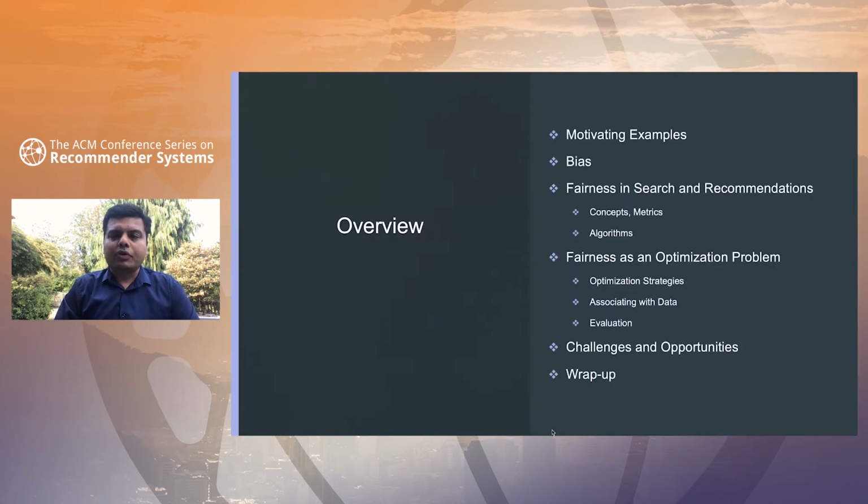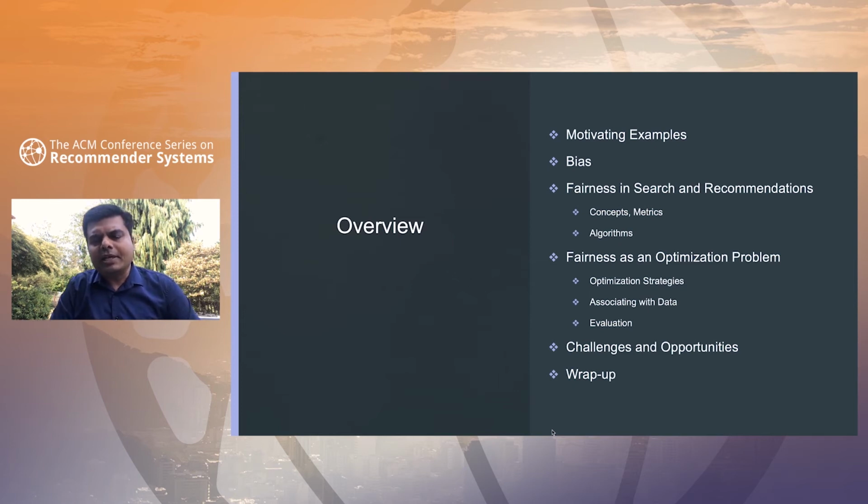And here's our overview for this tutorial. We're going to start by first just thinking about some examples where we see cases of bias or unfairness. We'll introduce the idea of bias. We'll see different kinds of bias, and then we'll jump to fairness in search and recommendation systems, and then couch fairness as an optimization problem as a way to show how we can quantify it, how we can optimize it in different situations, right? And then challenges and opportunities, and wrap up.